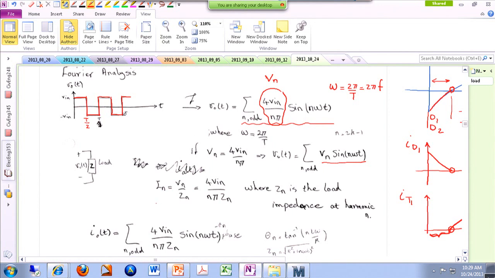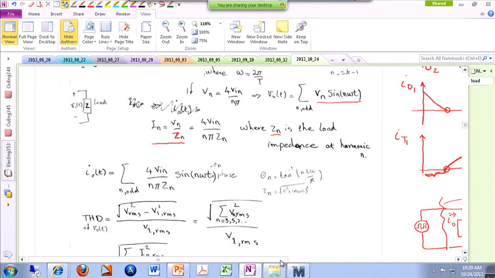Then I can find In. In is the amplitude of the nth harmonic that appears in my output current, which turns out to be, under steady state conditions, Vn over Zn. What is Zn? Z is the impedance of the load. Okay? So Zn is the load impedance. All right? And then I can reconstruct all of these terms with each other.